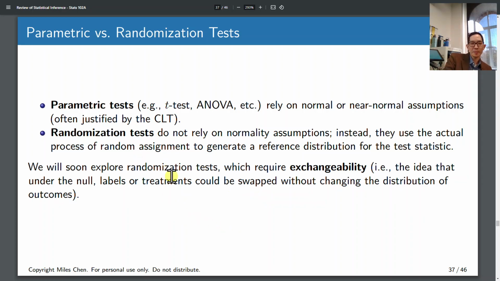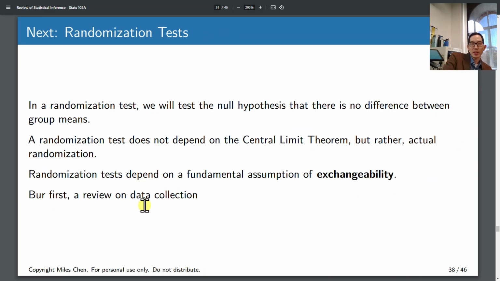Okay, randomization tests require exchangeability, and that is the idea that under the null hypothesis, labels or treatments could be swapped without changing the distribution of outcomes. Okay, so that's what we are going to take a look at.